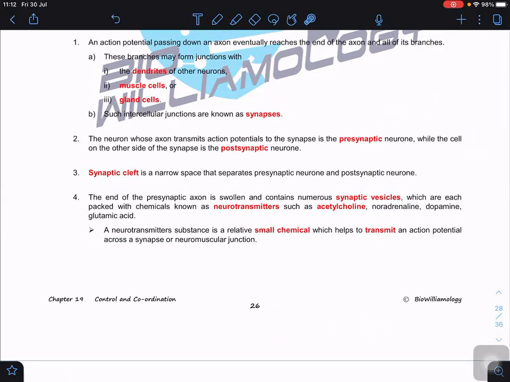The end of the presynaptic axon is often swollen in terms of structure and contains many synaptic vesicles, each packed with a chemical known as a neurotransmitter. Because our topic is the cholinergic synapse, we need to know one of these neurotransmitters, acetylcholine. This neurotransmitter is very important. Even though it is very small, it helps to transmit action potential across the synapse or the neuromuscular junctions.